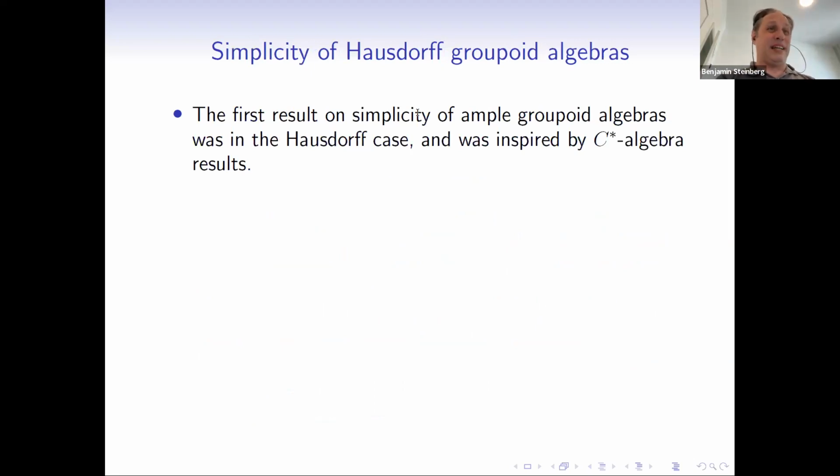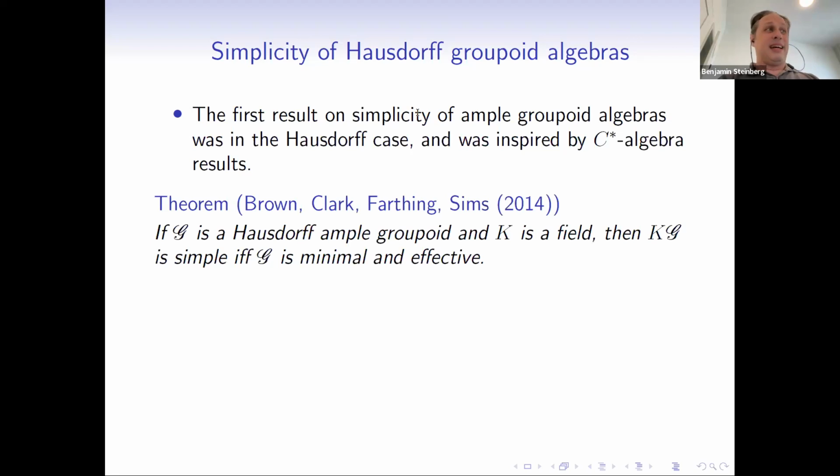Okay, so simplicity of Hausdorff groupoid algebras is now quite an old topic in the subject. The first result on simplicity of ample groupoid algebras was in the Hausdorff case and inspired by results in C-star algebras. It was in the paper Brown, Clark, Farthing, and Sims from 2014. In the original paper, they did things over the field of complex numbers, but it's very easy to modify their proof to make it over an arbitrary field. So if you have a Hausdorff ample groupoid and K is a field, then KG is simple if and only if G is minimal and effective. So notice it depends only on the groupoid, not on the field.